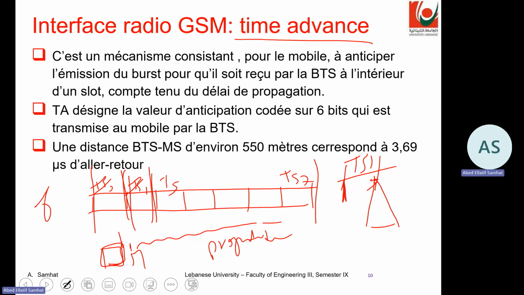That's why we have a time advance coded over 6 bits. So we have up to 2 to the power 6 values in order to represent at which time the mobile will start in order to arrive at the right position. And typically, if we take, for example, a distance of around 550 meters, it corresponds to 3.69 microseconds of go and back, the round trip.